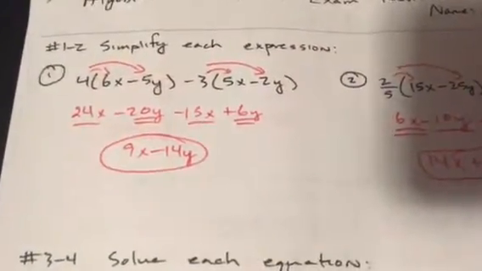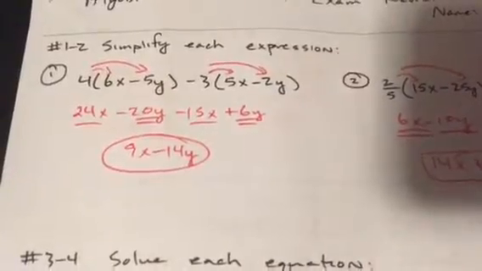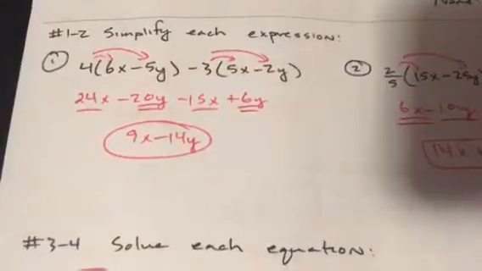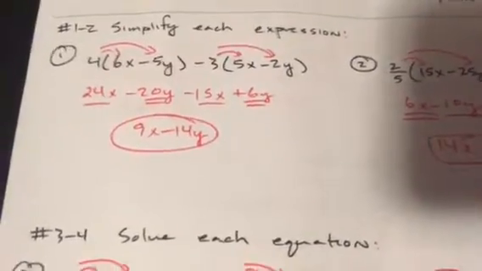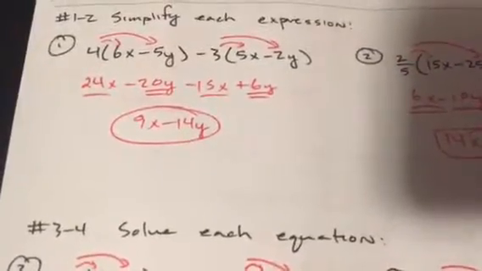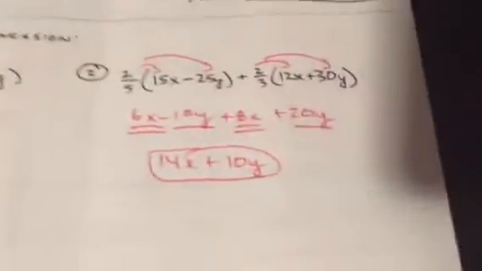Guys, on number 1, you want to make sure to distribute. You get 24x minus 20y minus 15x plus 6y. Negative times negative is a positive. Combine like terms: 24 minus 15 gives you 9x. Negative 20 plus 6y gives you negative 14y.